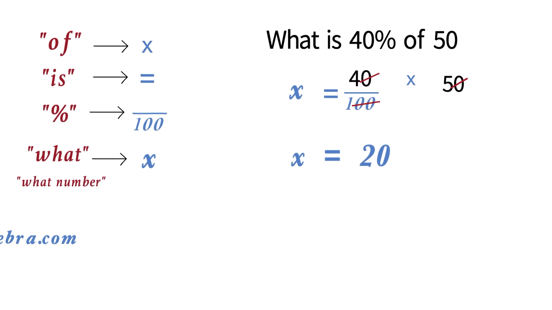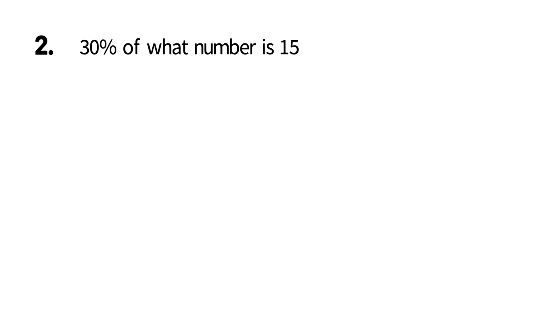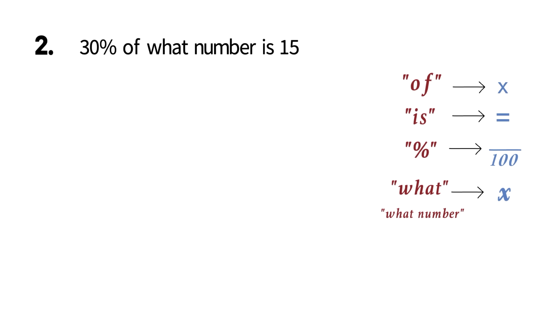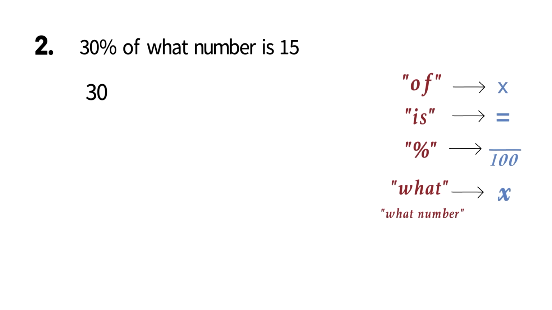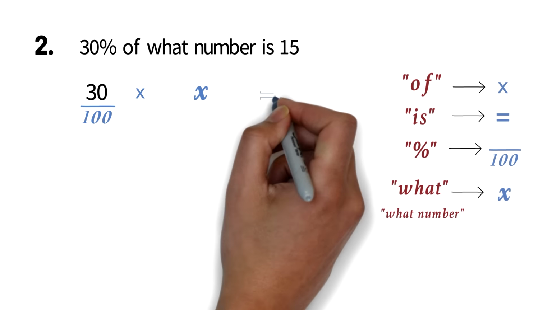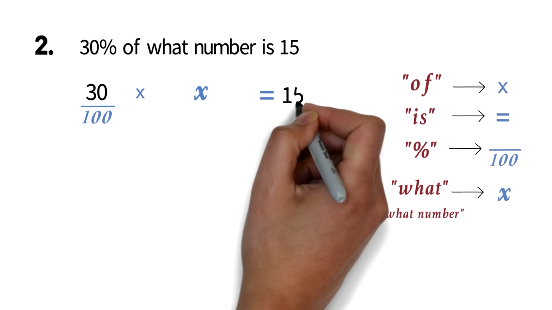Let's move on to our second question. Question 2. 30% of what number is 15? Let's translate to math. We have 30. We know that percent means over 100. Of means multiplication. What number is our unknown, so we can represent it by X. Is means equal to. Then we have our 15.